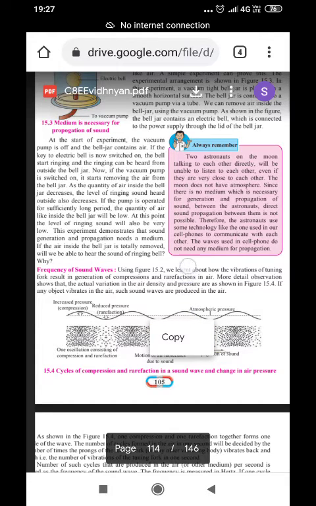This experiment demonstrates that sound generation and propagation needs a medium. If the air inside the bell jar is totally removed, will we be able to hear the sound of the ringing bell? Why?